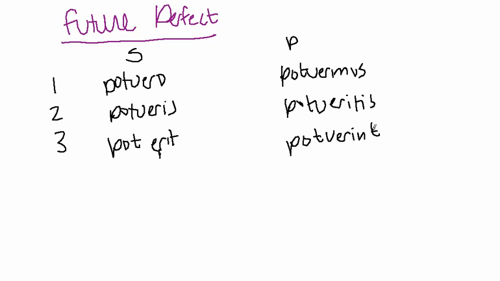Okay, so there you have it. Those were the indicative forms of sum and possum. I'll introduce the subjunctive forms of sum and possum in the subjunctive video. So until then, thank you for watching.